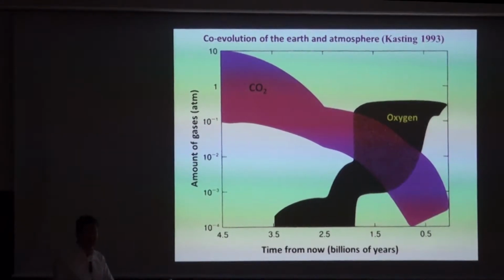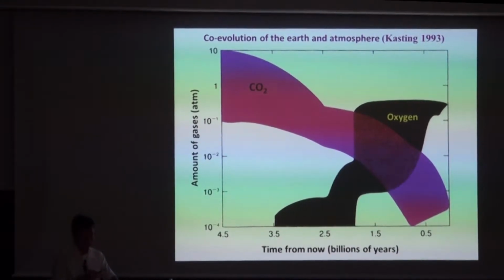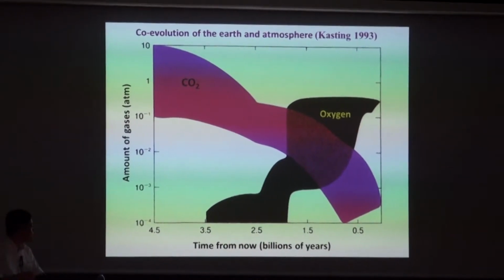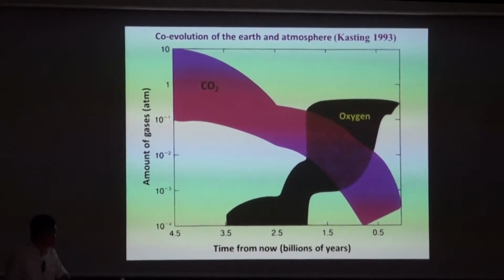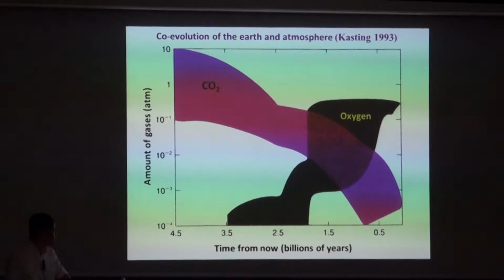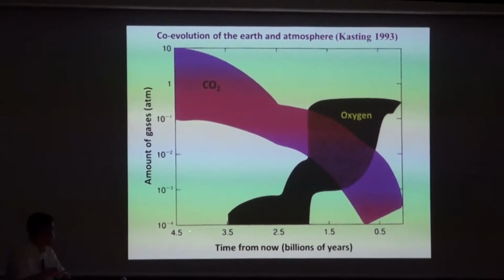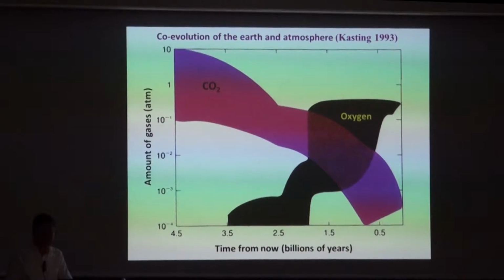This time looks very long, but if you consider the evolution of Earth, you know that the Earth was born about 4.5 billion years ago. At the time Earth was produced, there was no oxygen in the atmosphere, and the atmosphere was mainly composed of so-called reducing gas, in which carbon dioxide is the main component.